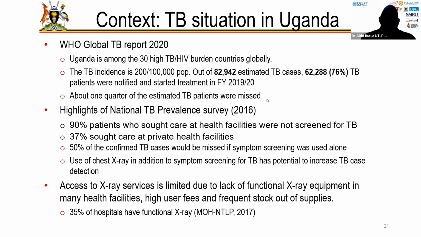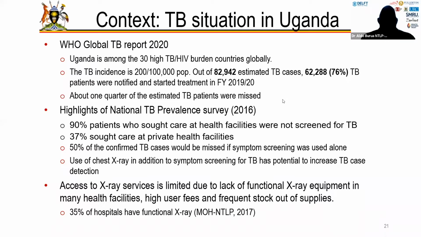The current TB incidence, from the estimates of WHO, is about 200 estimated TB cases out of 100,000 people. That translates into about 82,942 estimated cases. But going by our performance as a country in the last financial year, 2019-2020, we notified about 62,000, which is about 76% of the estimated TB patients. So we are missing about 1/4 of the estimated TB patients.